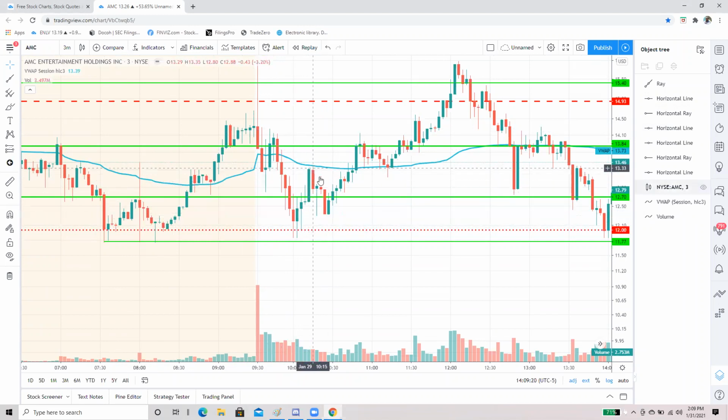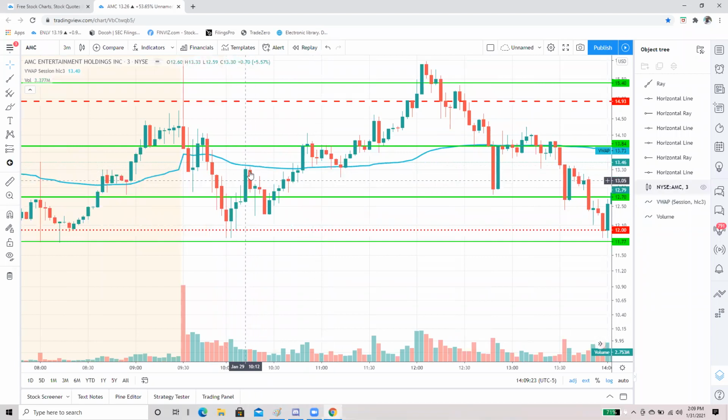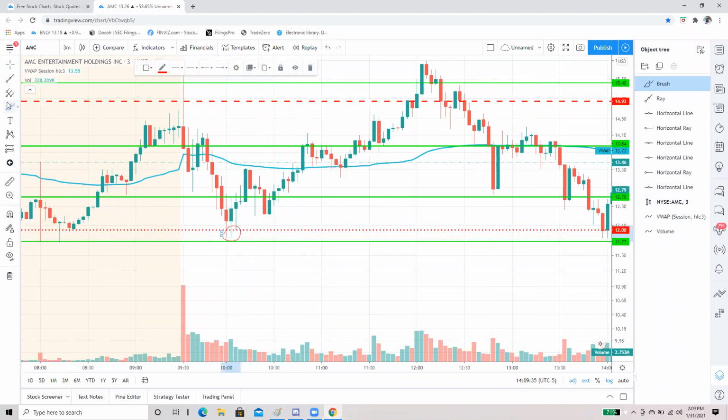It gives me a strong pullback right into my VWAP, but it doesn't reclaim VWAP. See this? Then what does it do? It gives up and it comes back. So right here, I have my lowest point of the day. And this is how I'm determining my entries right here.